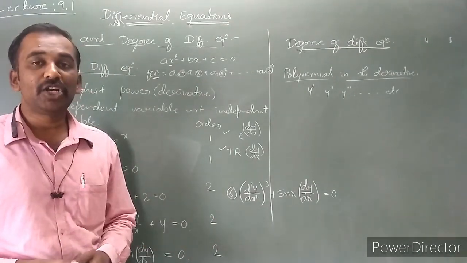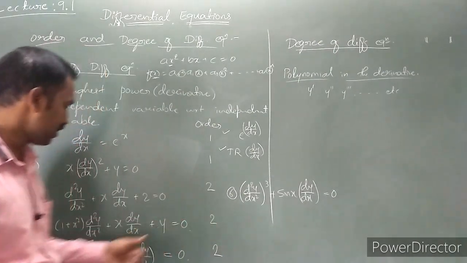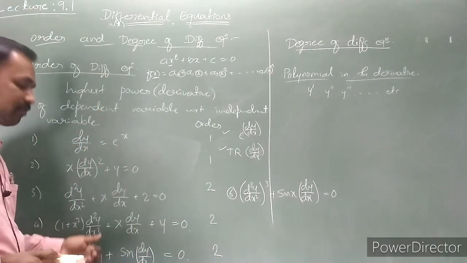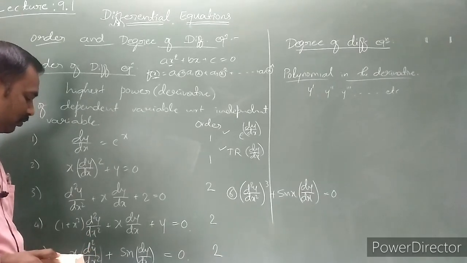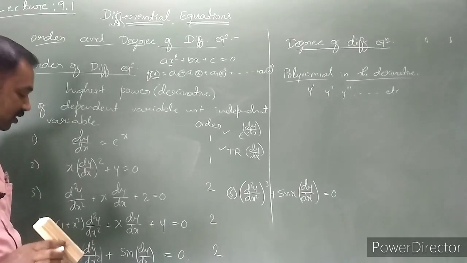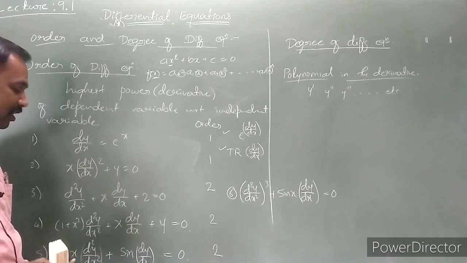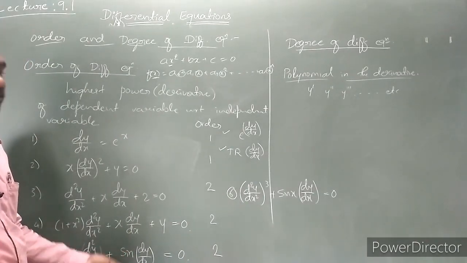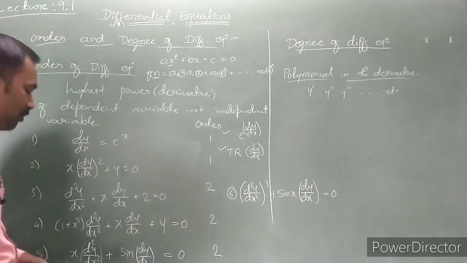Yes, obviously it is a polynomial in derivative, because check the derivative, however many times you differentiate. The derivative coefficient, whatever it might be, either x or any real number or any trigonometric ratio or exponential function, doesn't matter.